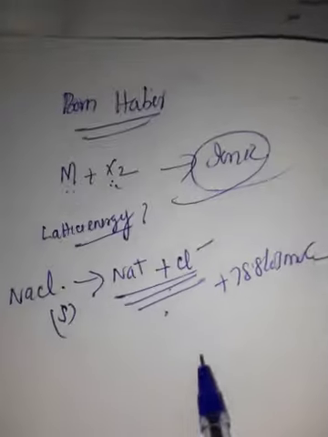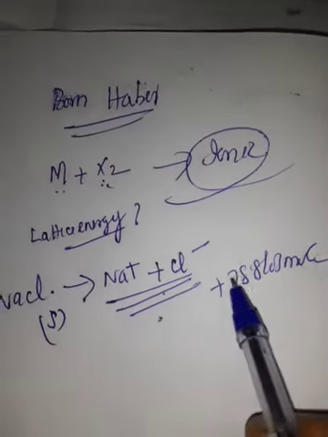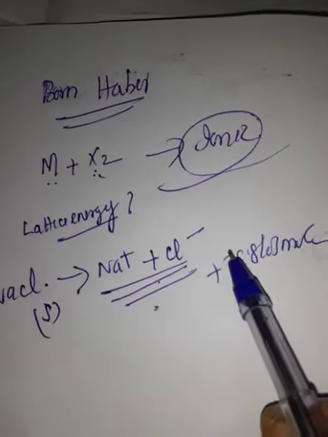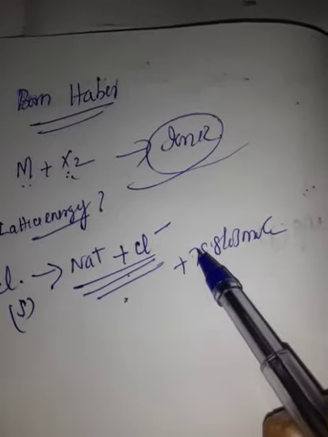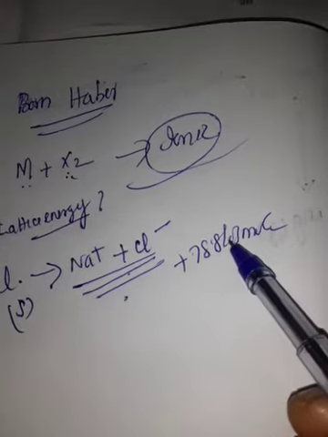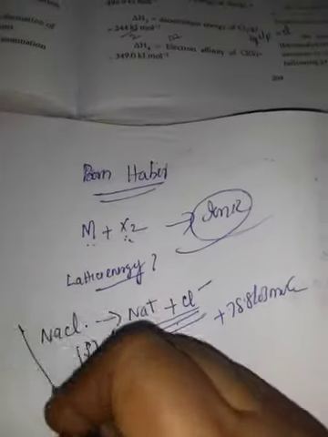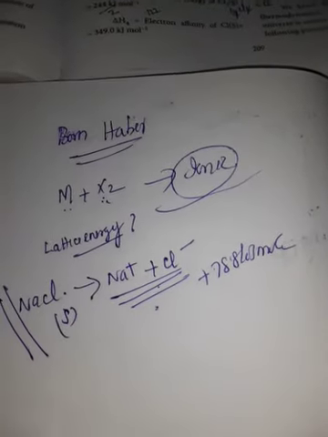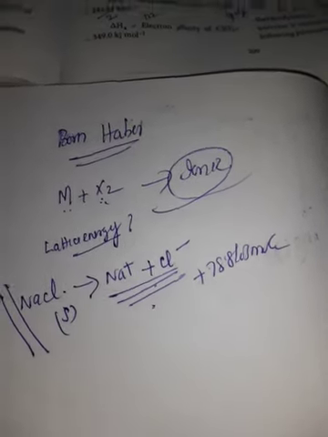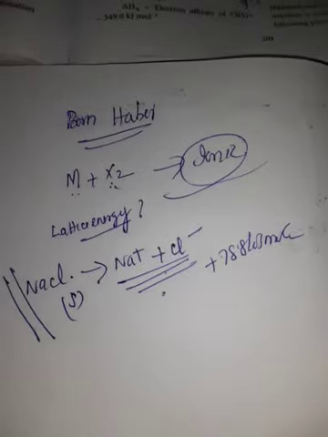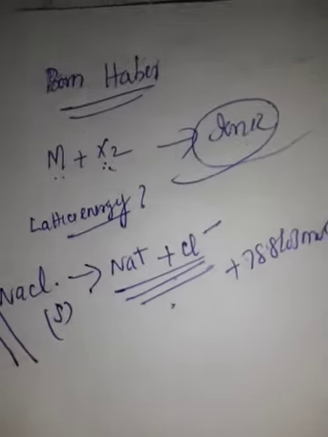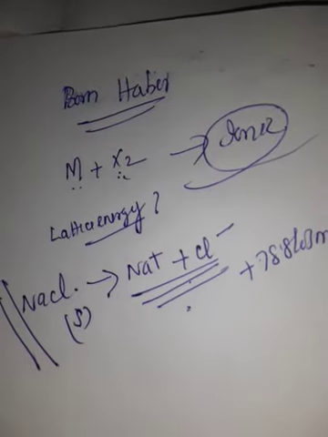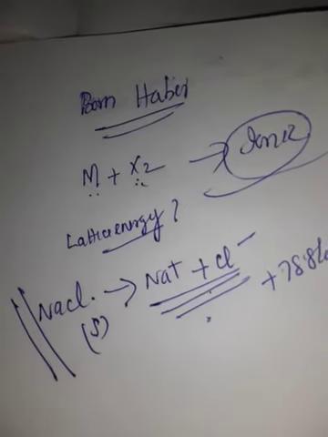So to separate Na plus and Cl minus ions from 1 mole of NaCl, it is clear that 788 kilojoule energy is required. This is called lattice energy. Lattice energy means energy required to remove the ions from its crystal lattice to an infinite distance. So the Born-Haber cycle applies Hess's law to calculate the lattice enthalpy.